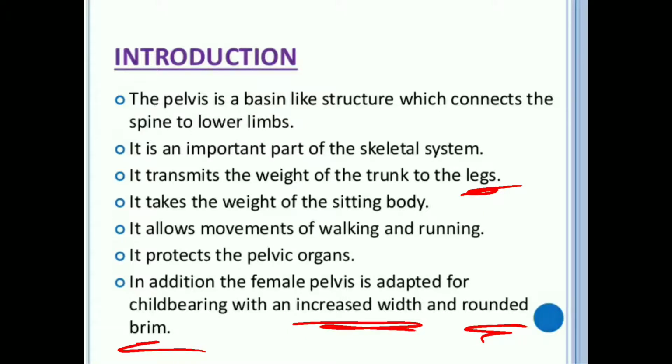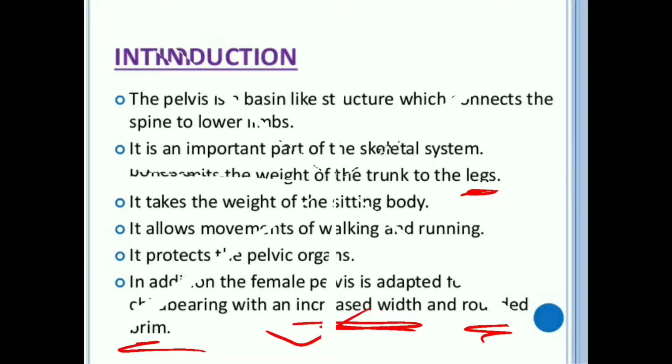What is the brim, what is the inlet, outlet, we'll be discussing in depth. So please remember that the female pelvis is adapted for childbearing, and the adaptations the female pelvis has for having a fetus in her womb are an increased width and a rounded brim. The brim has increased width, and it is rounded in shape, whereas males do not have a rounded brim and do not have that much width as compared to the female pelvis.